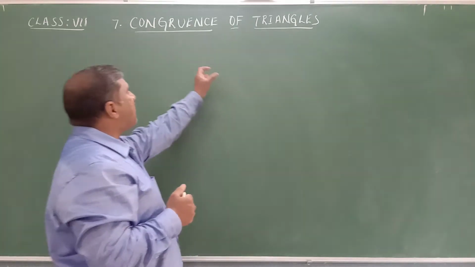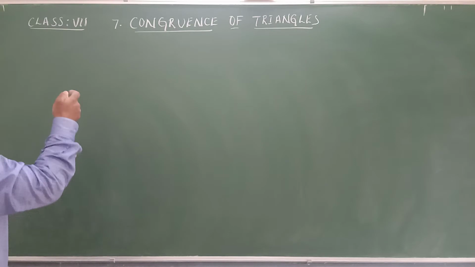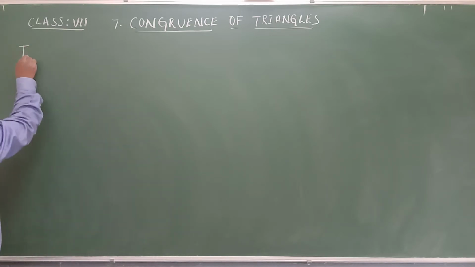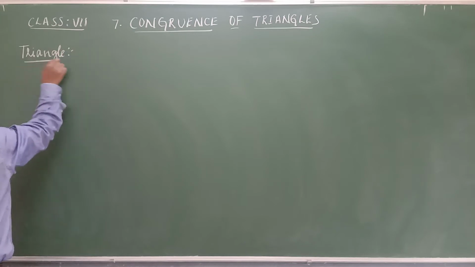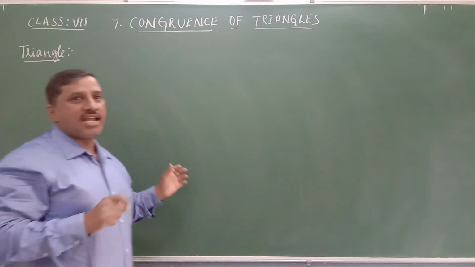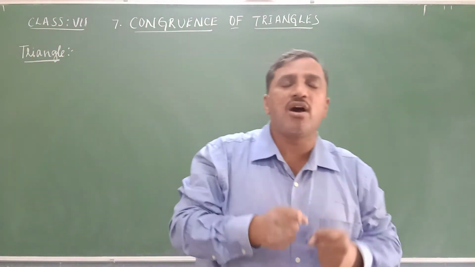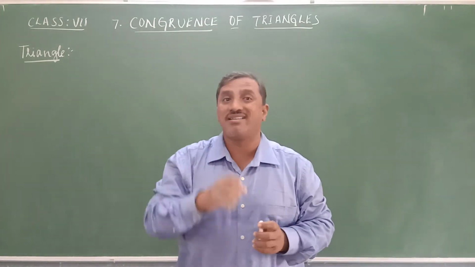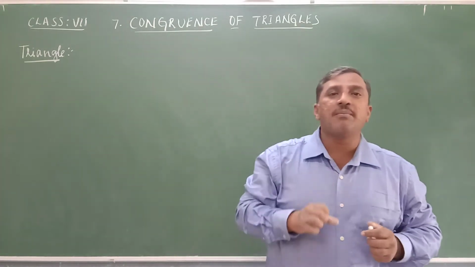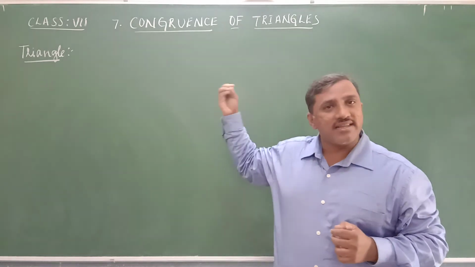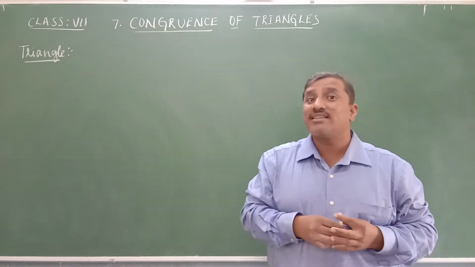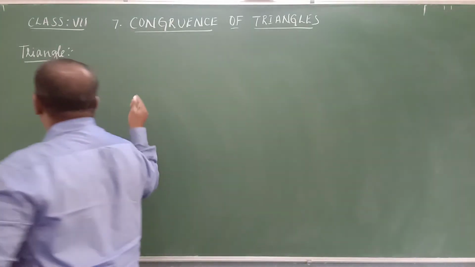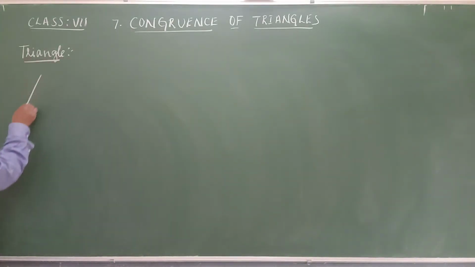Now let me give you a brief introduction about this triangle. What do you mean by a triangle? A triangle is a polygon. Tri means three, angle means an angle. So it is a polygon made up of three angles or three sides, and this is the polygon with the least number of sides, which is known as the triangle. So how many sides does a triangle have?